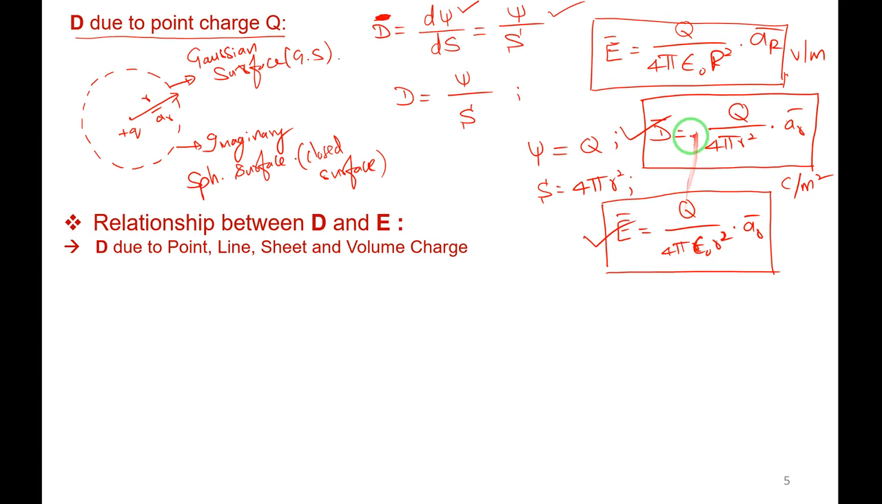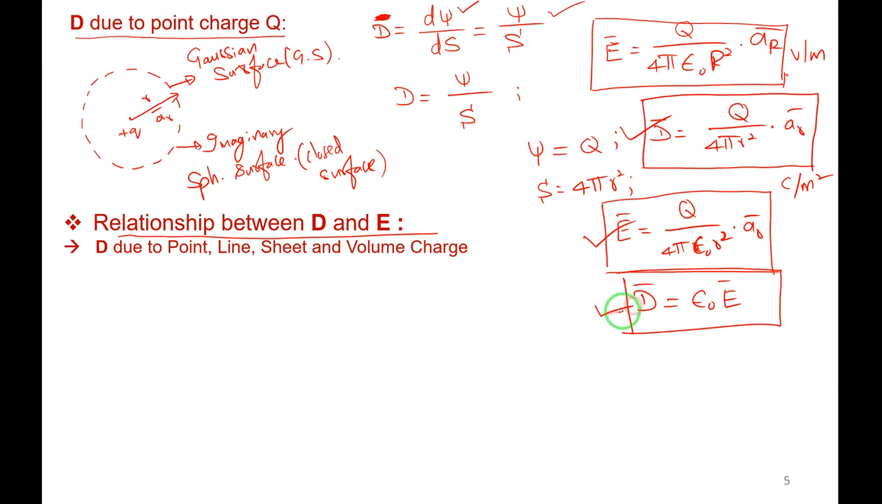What is the relationship between electric flux density and electric field? Can I write D equal to epsilon naught E? Just observe here. This is the relationship between D and E. If I multiply epsilon naught with E, epsilon naught will get cancelled, and I am getting D only, Q by 4 pi r square into aR. So that is the relationship between D and E.